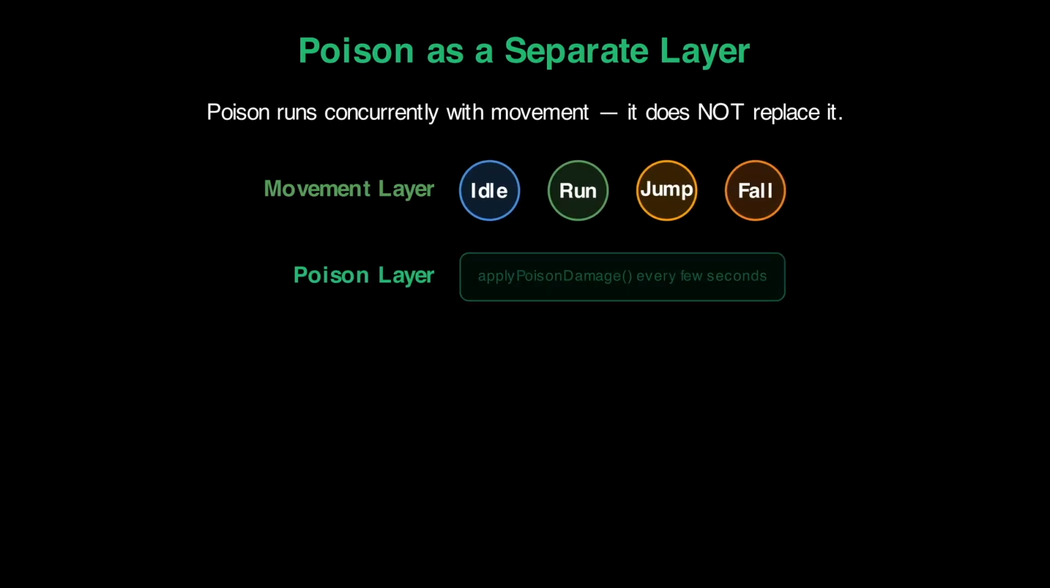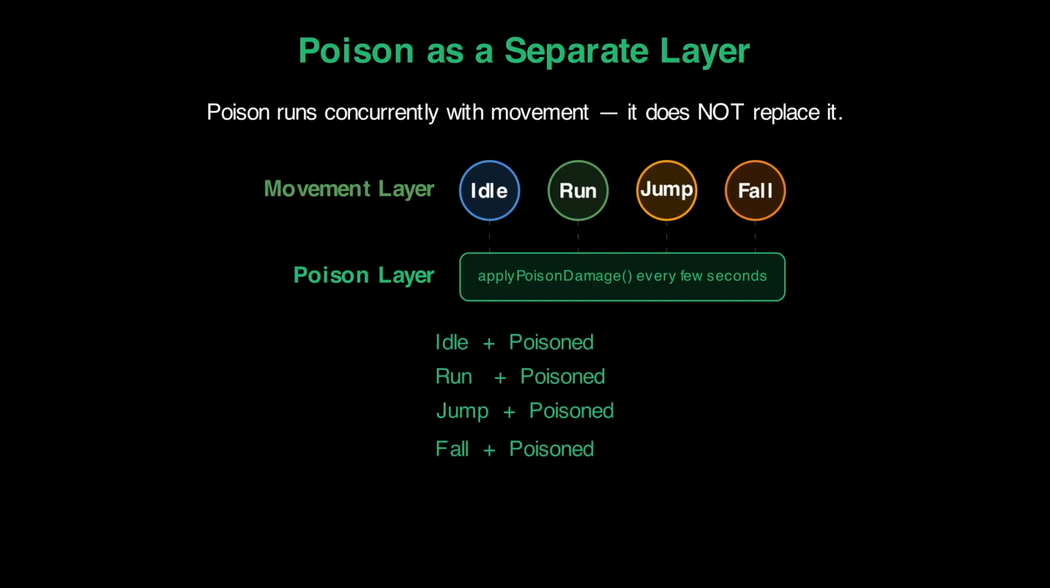More importantly, poison is no longer in a movement state. Instead, we create a separate layer that can run concurrently with movement. This allows the player to be idle while poisoned, run while poisoned, jump while poisoned, and fall while poisoned. This behavior is very difficult to model with an FSM.